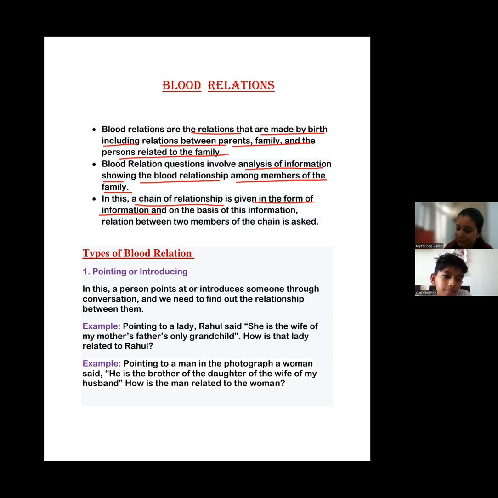Next, talking about the types of blood relations. There are two types that we study here. The first one is pointing or introducing type of questions. That means the information will not be given in chain format directly, but a person will be pointing at some other person or some photograph, for example, or introduces someone through a conversation, and we need to find out the relationship between them.